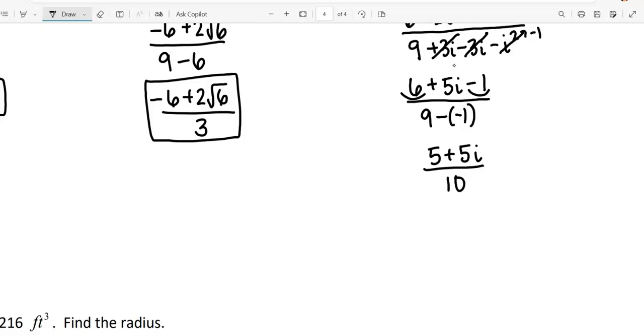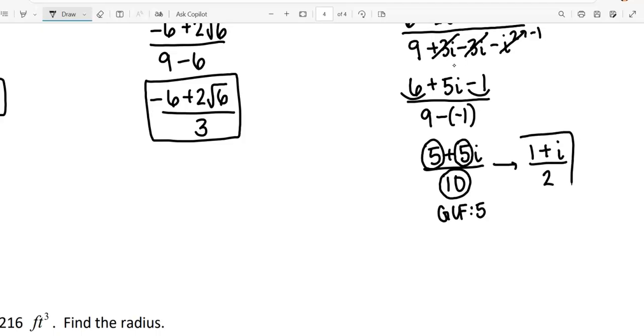What do you notice? What cancels? No. What's up with 5, 5, and 10? Greatest common factor of 5, so you can take that out. 5 divided by 5 is going to give us 1, plus 5i divided by 5 is going to give us i, and 10 divided by 5 is going to give us 2. You can only take out a greatest common factor if all 3 of your terms have a greatest common factor.